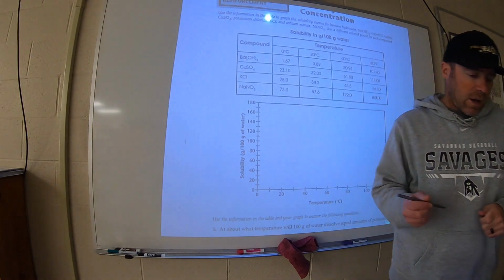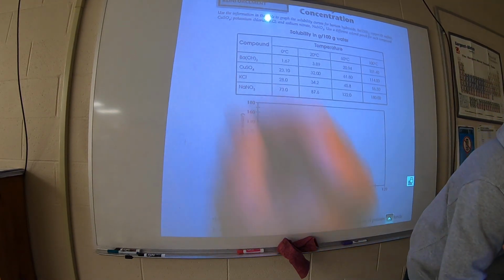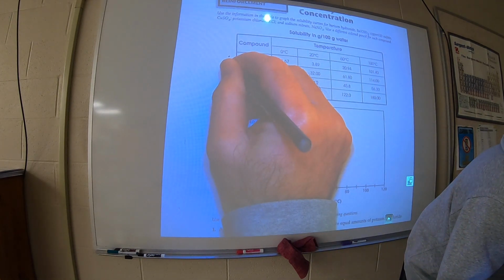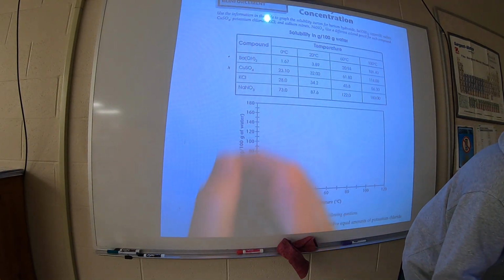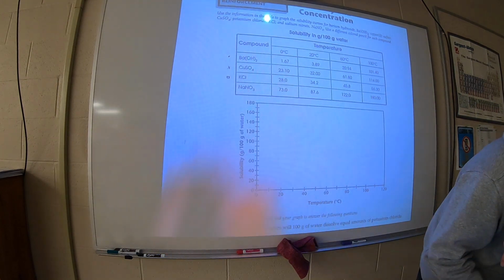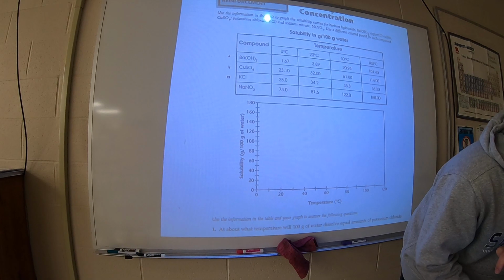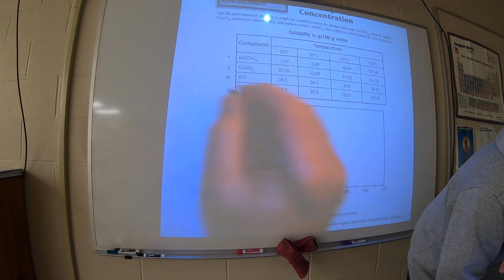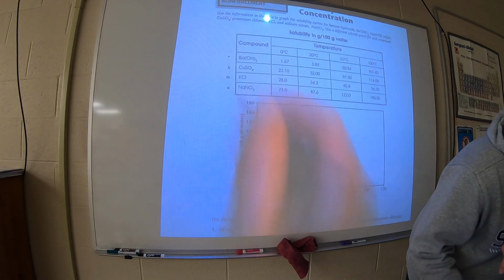So I'll use a dot for barium hydroxide. I'll use an X for copper sulfate. I'll use a square for potassium chloride, and for sodium nitrate, I'll use a circle so we can tell those apart.